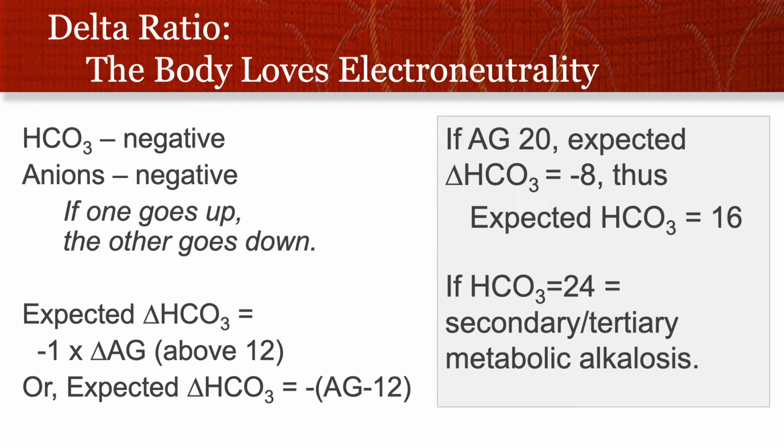Again, the delta ratio is summed up simply by electroneutrality. Bicarb is negative, anions are negative. If one goes up, the other goes down. If the anion gap is 20, that's 8 above 12, and so we expect the bicarb to go down 8 since the anion gap is up 8. The expected bicarb in that situation is 16. If it's 24, it's higher than it should be, and you have a metabolic alkalosis in addition to your anion gap acidosis. Now, anions are negative, so if they're up, you always have an anion gap acidosis.